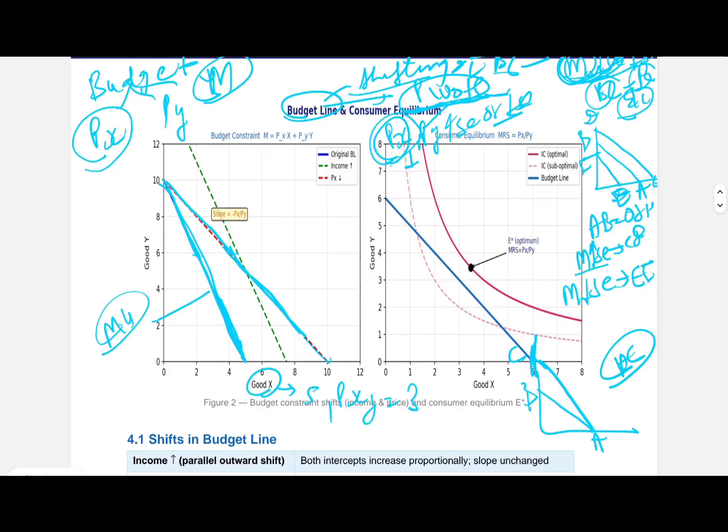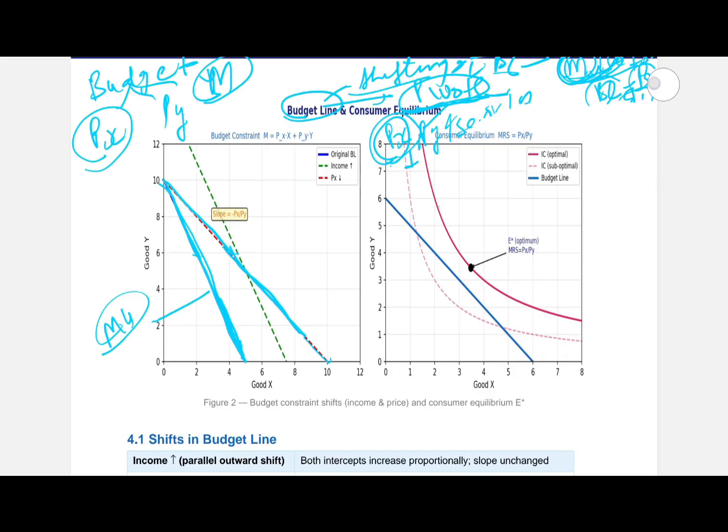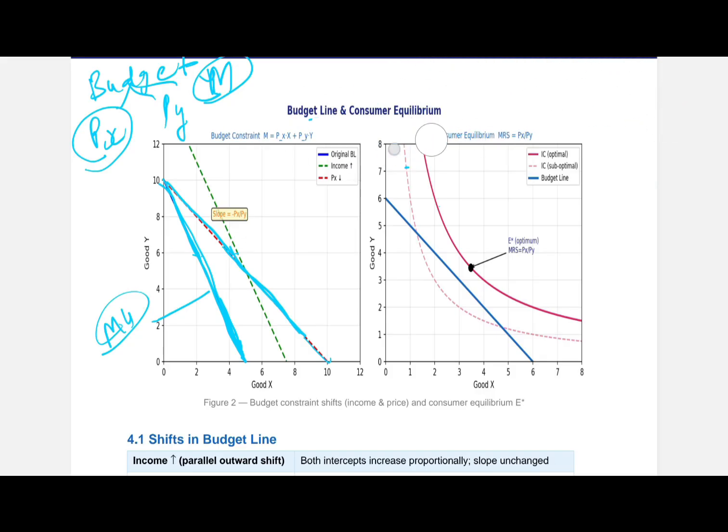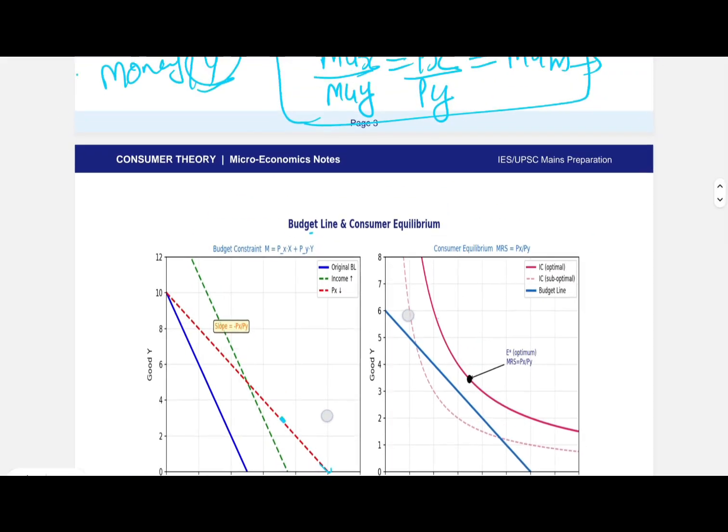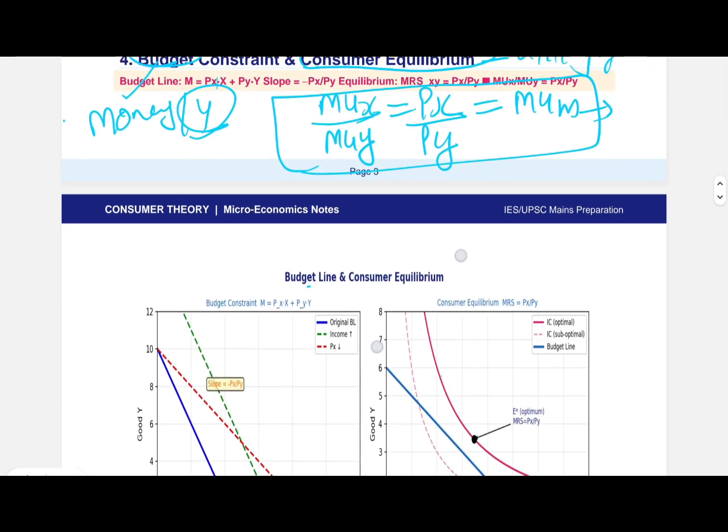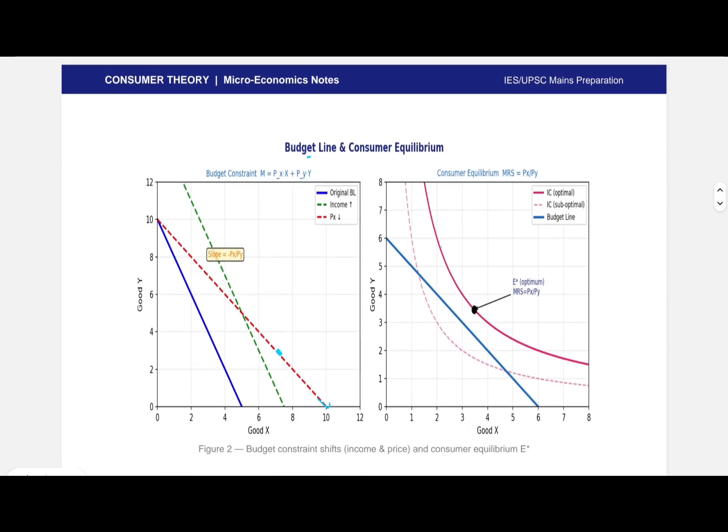So now we find out the consumer equilibrium. Let me erase this. Then we find out the ordinal utility consumer equilibrium with the help of a diagram. As we have seen from the properties of the IC curve, this is IC3, this is IC2, this is IC1. The higher the indifference curve, the higher the utility.